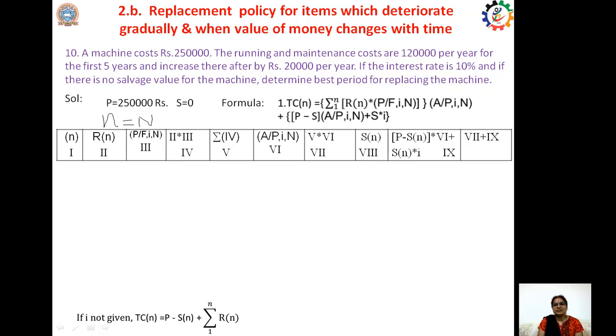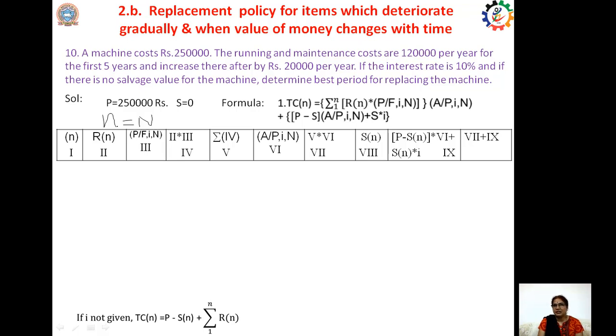Next, salvage value, you just write. In this case, it is 0. There is no salvage value. Otherwise, you just record that. Next, this complete thing will be done in the 9th column. This is the capital recovery factor, actually.